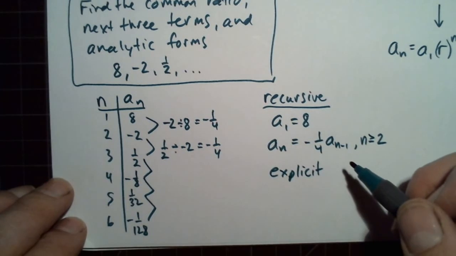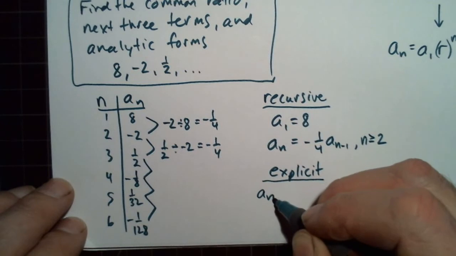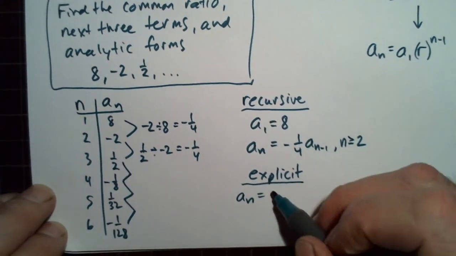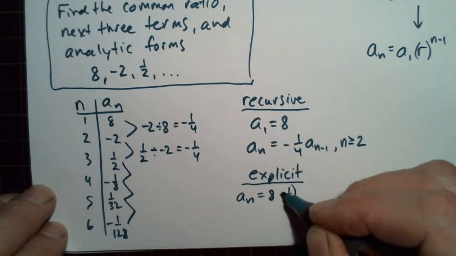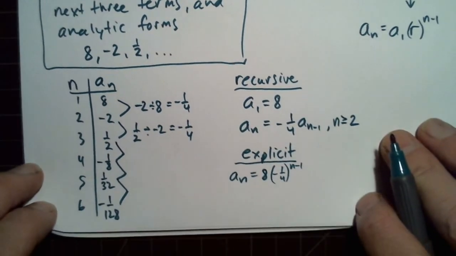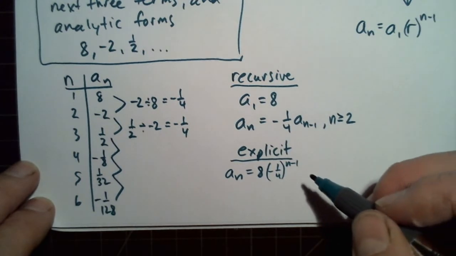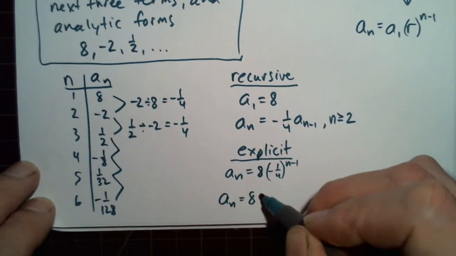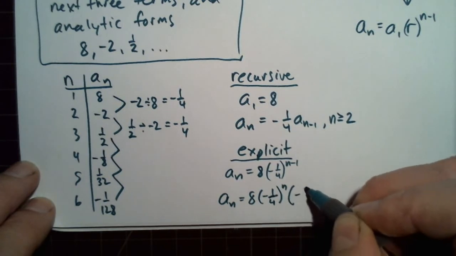The explicit formula is a sub n, and that's what we're doing. We're using this formula: first term times the common ratio, negative 1/4, to the n minus 1. That is a correct answer, but sometimes, maybe on a multiple choice test, you'll have to write it like this.